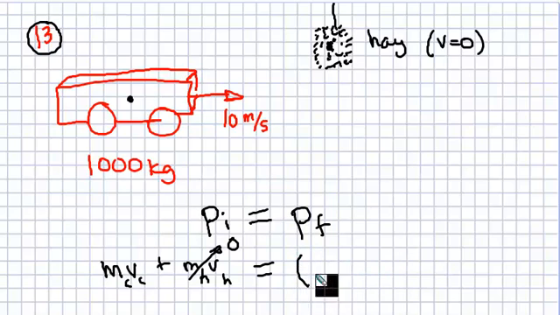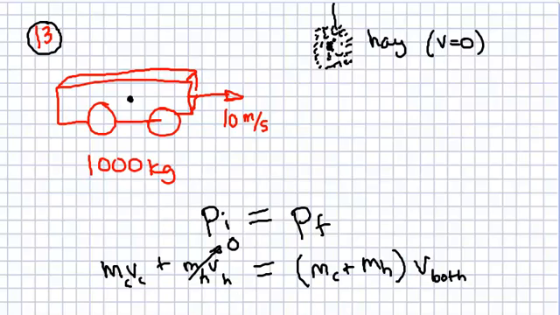But afterwards, the car and the hay are combined, and it's like the two masses are one. We've got mass of the car plus mass of the hay combined, and they will share one common velocity, a velocity that they both share.